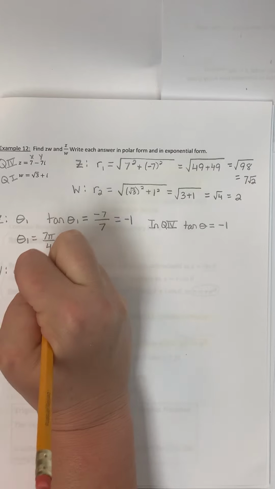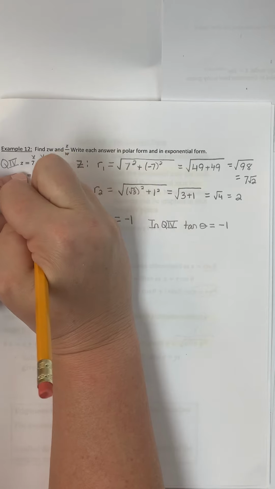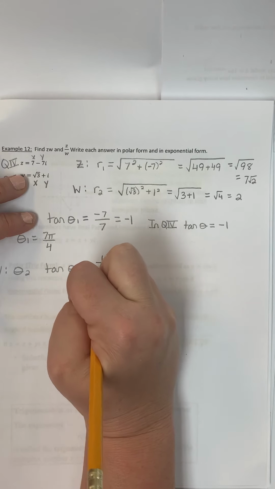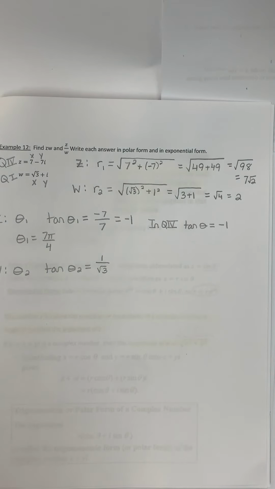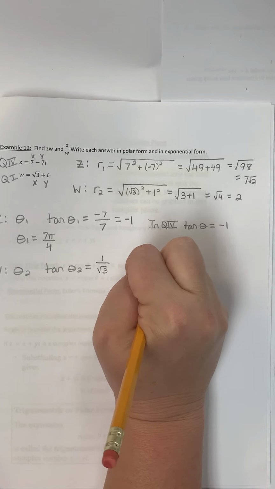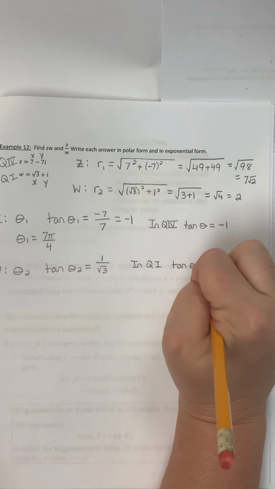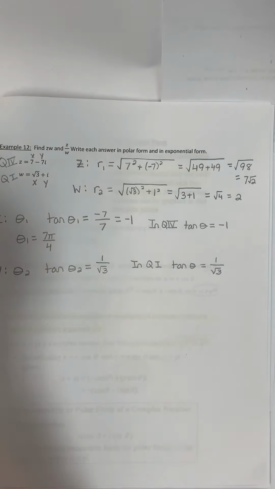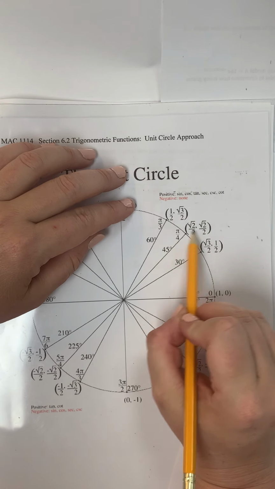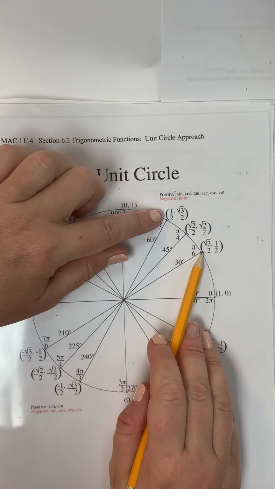We need a theta 2. So we're going to have tan of theta 2. Here's our x, here's our y. We're going to have 1, that's y, over root of 3. Okay, so this is in quadrant 1, where tangent theta equals 1 over square root of 3. Okay, we have to think about this. Quadrant 1, it's not going to be pi over 4 because that would have a tangent of 1. It's going to be one of these two.